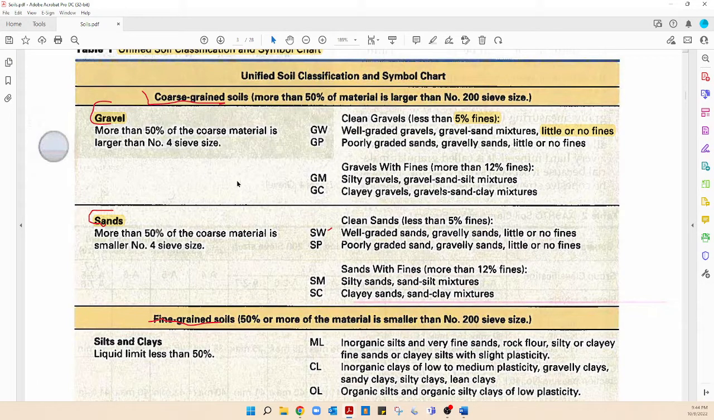the number 4. But go back up here, and to get into coarse grains in the unified soil system, more than 50% of the material is larger than the 200 sieve, and the fine grains are 50% or more material smaller than the number 200 sieve, and that's where you'll have your silts and clays right here, and the AASHTO will also do that.